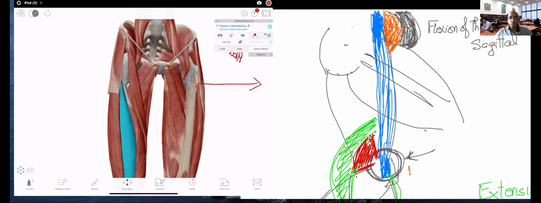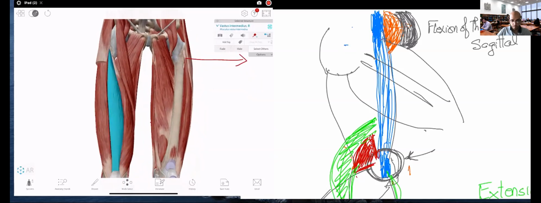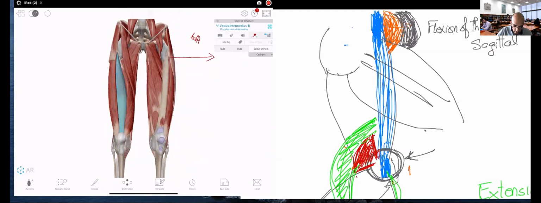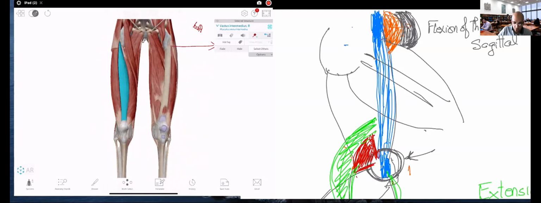Am I related to the hip joint? Yes or no? Here, vastus lateralis, vastus medialis, and vastus intermedius. Am I related to the hip joint? I get my origin from where? From the femur. And where do I get inserted? They are all going to be inserted down in the tibia.